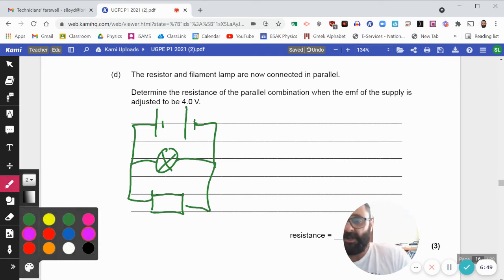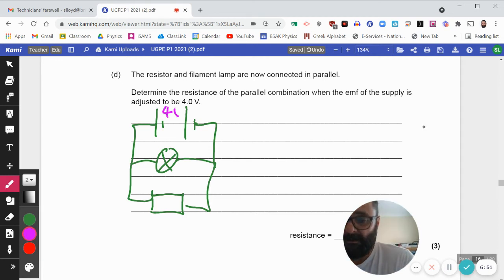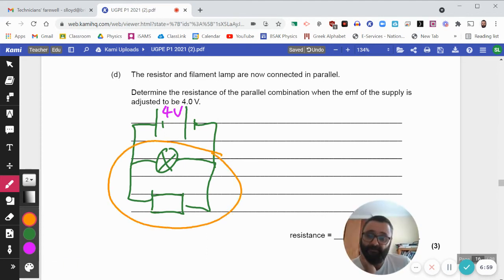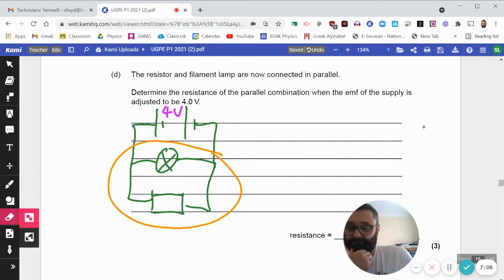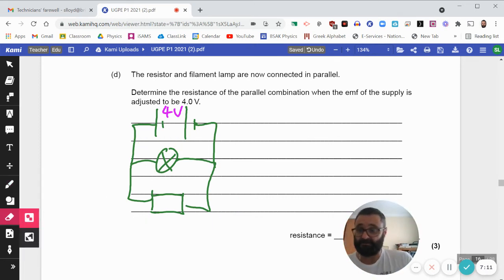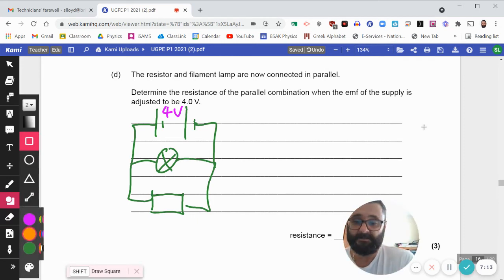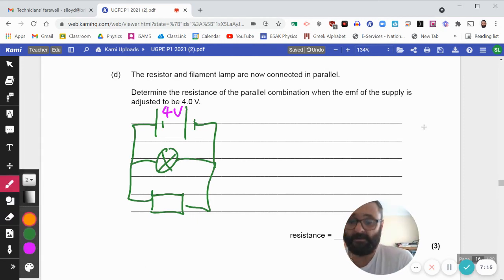So now the total EMF is 4 volts, but it asks us for the total resistance, or the effective resistance of the two components together. So we need the total current, don't we? To find the total current, we need to find the current through the bulb and then the current through the resistor and add them together. Okay? Right, how do we find the current through those?